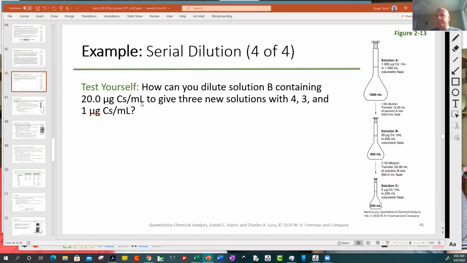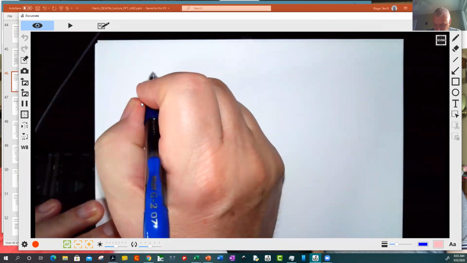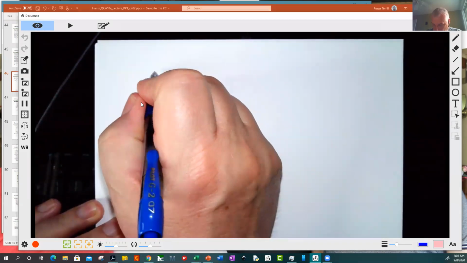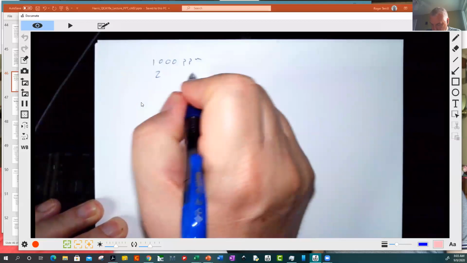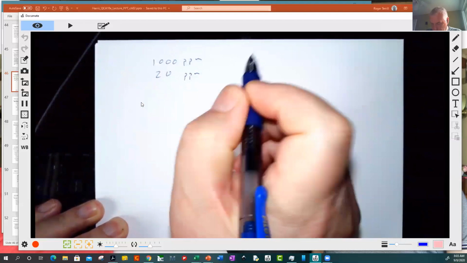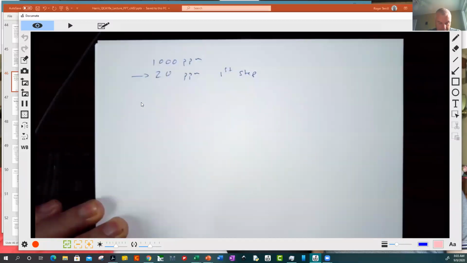So how could we do this? There's a suggestion off to the side there, I think, but let's just go ahead and I'll use my notes. We have 1,000 parts per million. We want 20 parts per million. That's our first step.